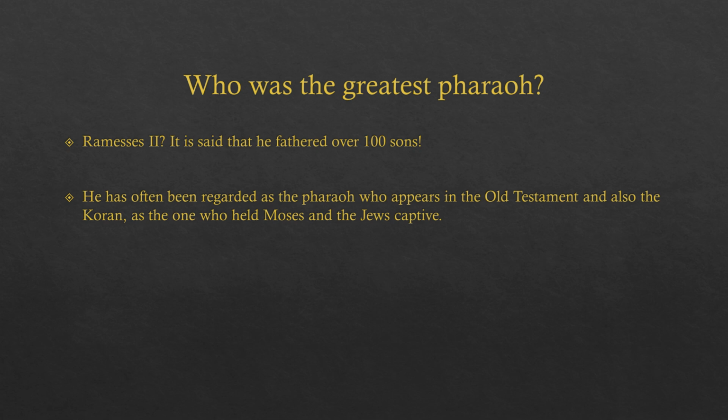But who was Egypt's greatest pharaoh? Most historians would say probably Ramses II. He had over 100 sons, and he has often been regarded as one of the greatest pharaohs in Egypt's history. We can find him in the Old Testament in the Bible, as well as in the Quran. And he is also the one that supposedly held Moses and the Jews captive.